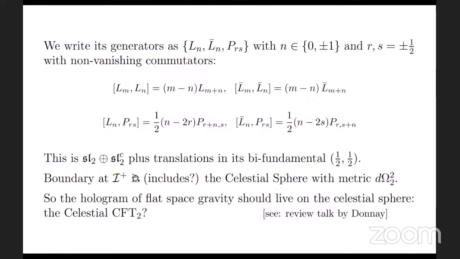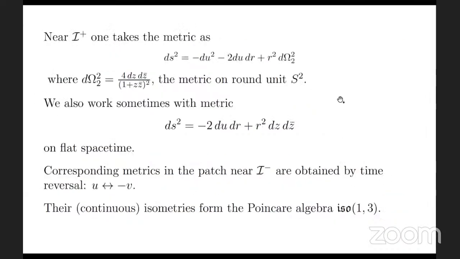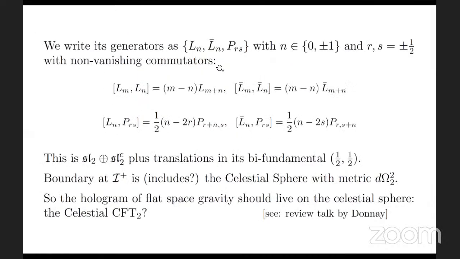The boundary at scri plus is actually just the two-dimensional sphere instead of being a three-dimensional object, because the u direction, the du square, is subleading. This part is r square, whereas this part is r to the one. So the boundary is actually two-dimensional. It's like, suppose, radius times S1 or something. Even though you may have thought it's a four-dimensional geometry, with a three-dimensional boundary, that's not so. So the hologram of flat space gravity should probably live on this celestial sphere.